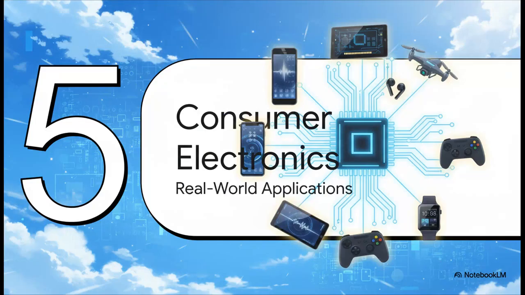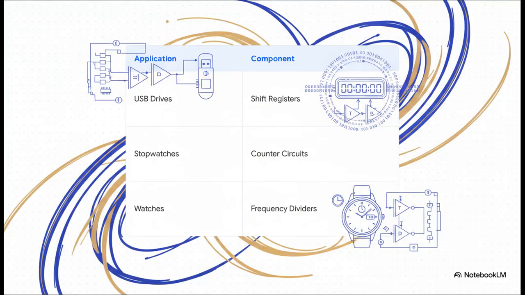And finally, Part 5, Applications in Consumer Electronics. Let's step out of the theoretical lab for a second and see exactly where these circuits live in the real world around us. Every single time your smartphone stores a photo in its RAM, or your USB drive holds onto a document, you are relying directly on these exact shift and storage registers. When you use a stopwatch, you're utilizing digital counter circuits. And that digital watch on your wrist, it uses frequency dividers built entirely from synchronized flip-flops to count time perfectly.